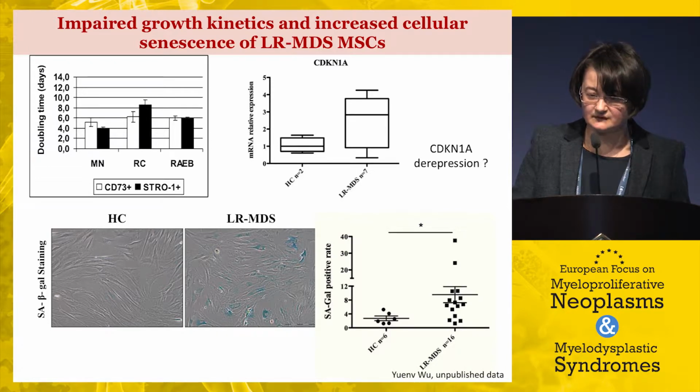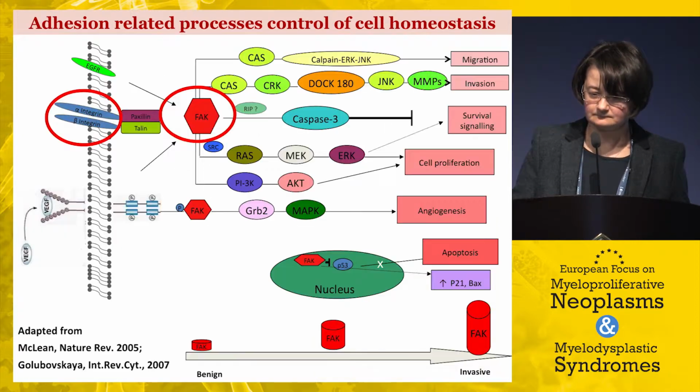But also the impairment of growth kinetics of mesenchymal stromal cells in myelodysplastic syndromes might be correlated with a derepression of the cyclin inhibitor CDKN1A, and in low-risk MDS may be correlated with high senescence. We wanted thereafter to know what happens downstream of integrin stimulation, and the most important molecule which governs a lot of cellular processes such as survival, cell proliferation, invasion, and migration is the molecule named focal adhesion kinase.